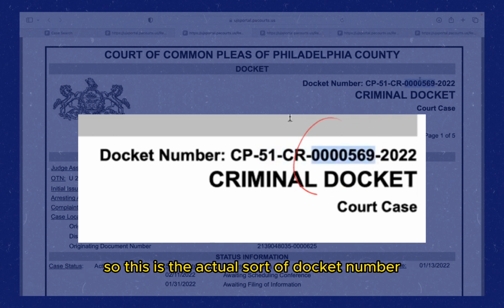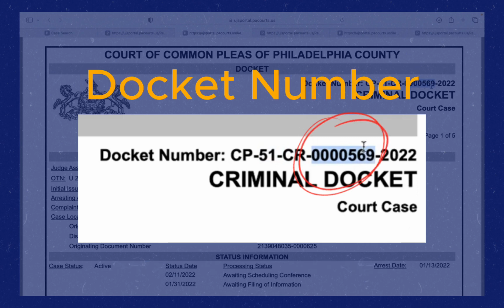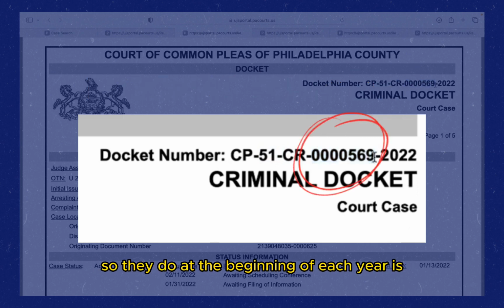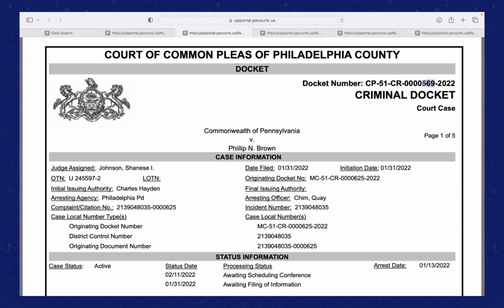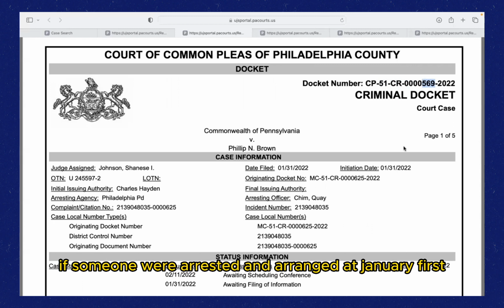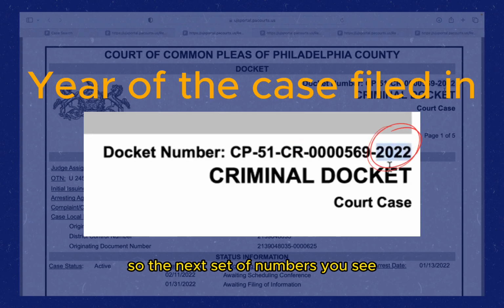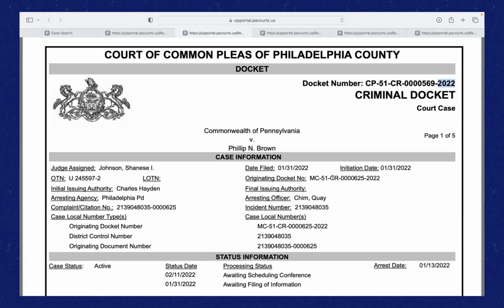So this is the actual sort of docket number, we call it a lot of times, because this is the main identifier of the case. So what they do at the beginning of each year is they start at number 1. So that would be the first criminal case. If someone were arrested and arraigned at January 1st at 12:01 a.m., they would have docket number 1, whatever year it is. So the next set of numbers you see is whatever year the case filed in.